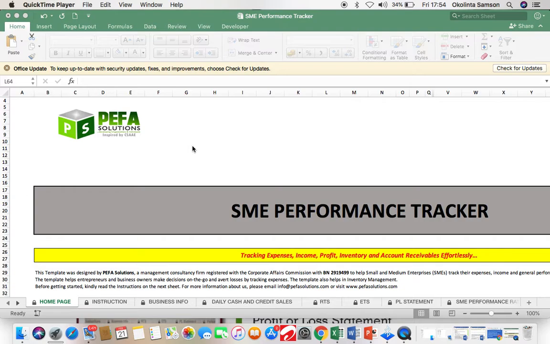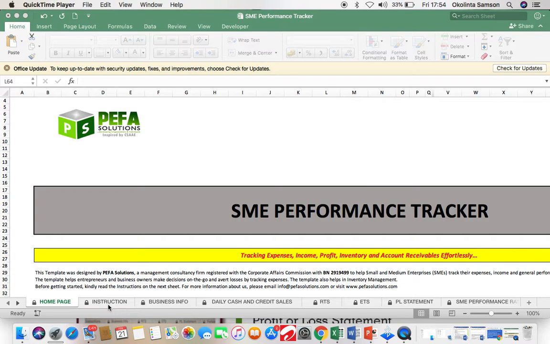So this tracker has about nine sheets, but then you have about five sheets that we actually expect you to make use of. That's the daily credit sales, the RTS, ETS, PL statement, SME performance rate, and then the inventory sheet.